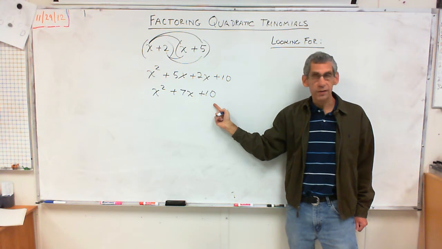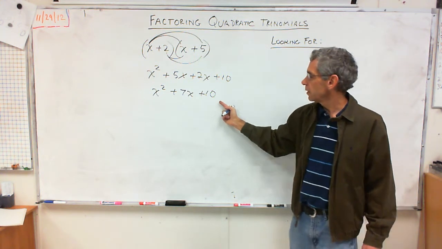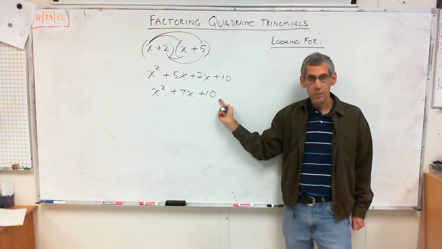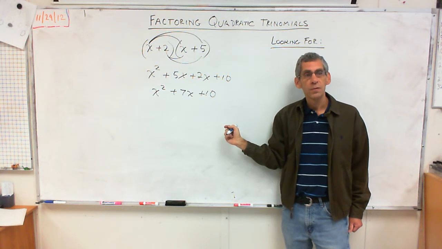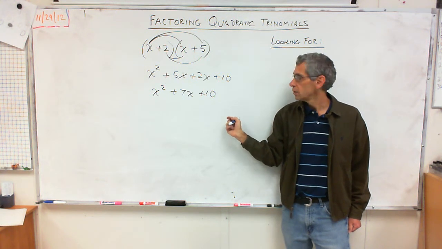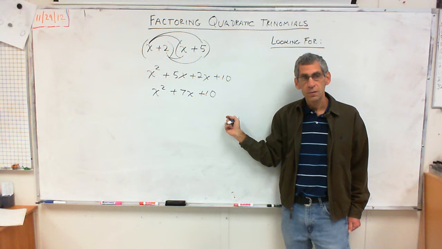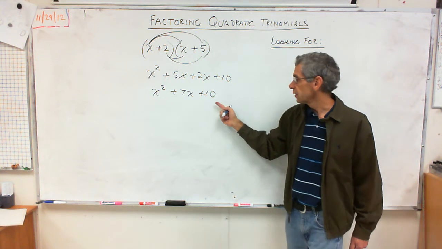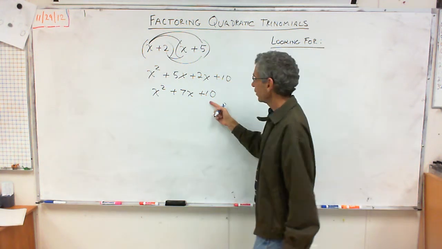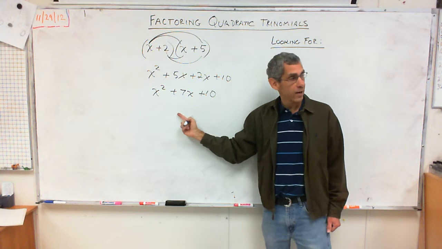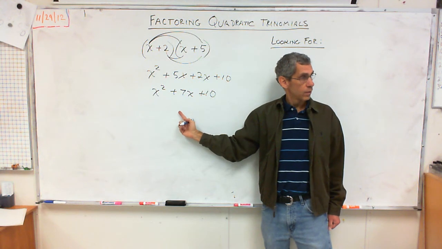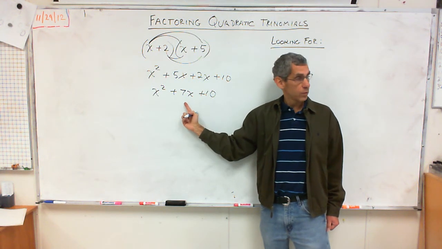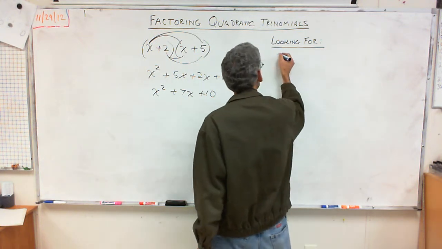I'm just wondering how to describe this. Yes? It could be factors of 10 that when you add them it equals 7. Exactly. Okay, so let's do that. Factors of the last number that add up to the coefficient of the middle number. Remember, the coefficient is the 7? So that's what you're looking for.